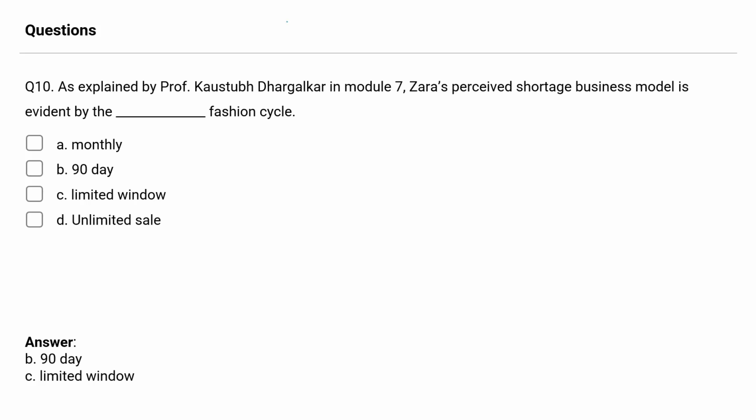Okay. So the correct answer to this question is B, which is the 90-day cycle, which is approximately a 3 month cycle, and C, which is the limited window.